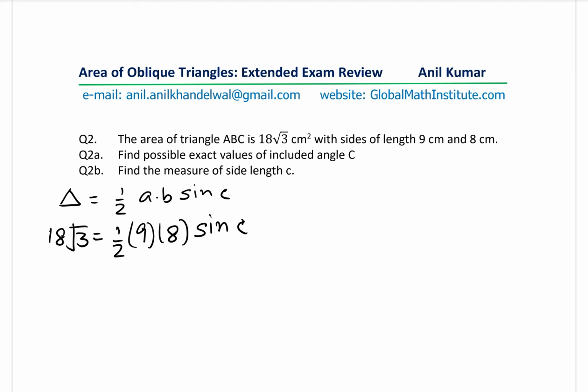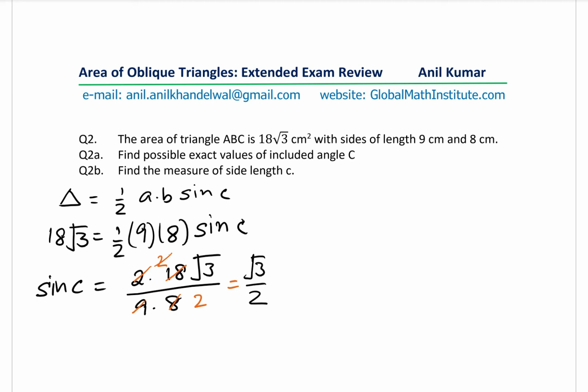Perfect. And now from here, we can cross multiply and say sine C is equal to 2 times 18 square root 3 over 9 times 8. So you can simplify. 9 goes 2 times, and 2 and 2 is 4. 4 goes 2 times. So what we get here is basically square root 3 over 2.